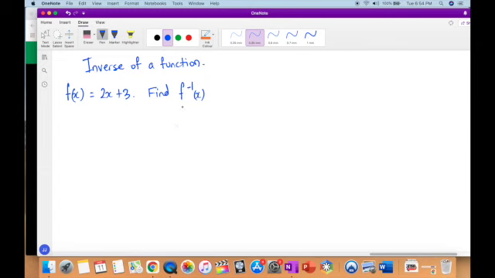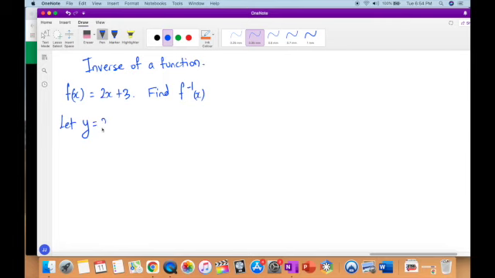Right, that's how you write the inverse of a function: f to the power of -1, and then you put the x. So f inverse x. Now, what we do here is really simple. Instead of f of x, we're going to go back to y.